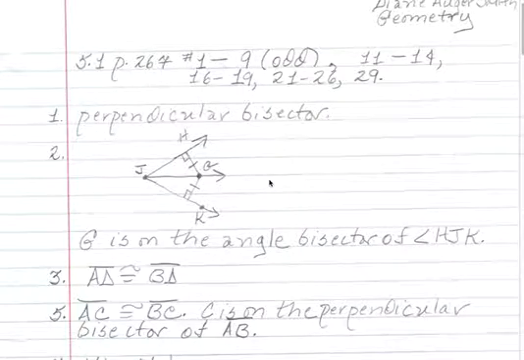All right, so let's start with number one. Number one says if D is on the blank of segment AB, then D is equidistant from A and B. The correct answer in number one is perpendicular bisector.